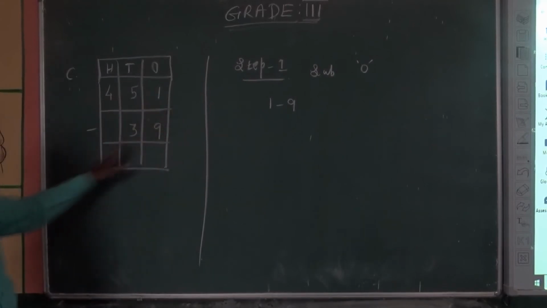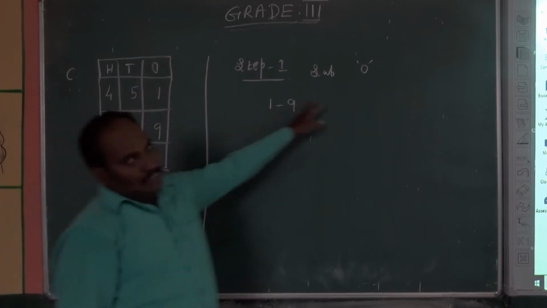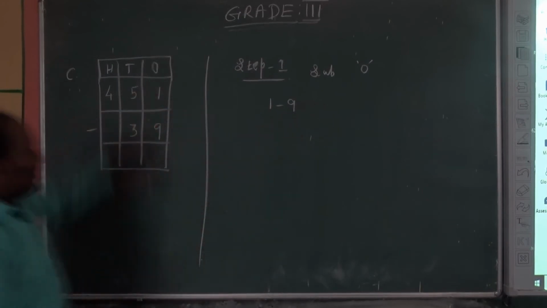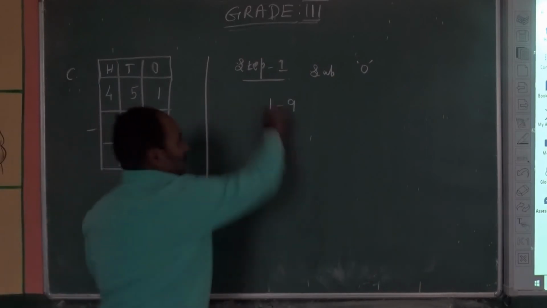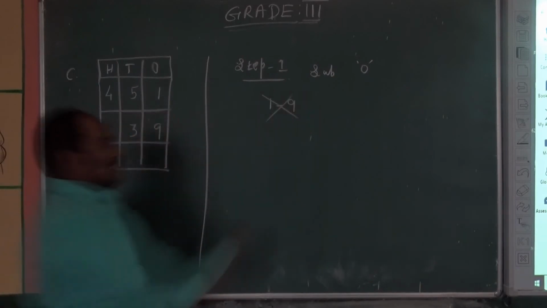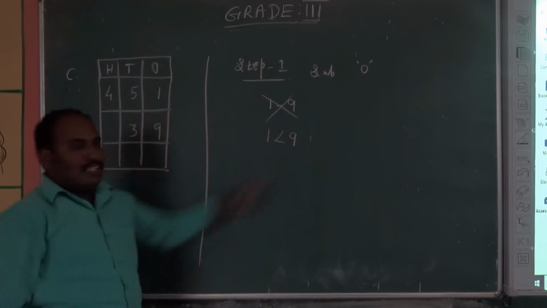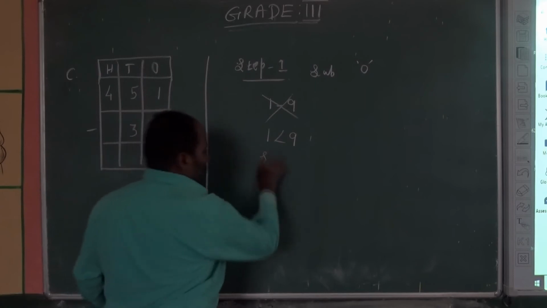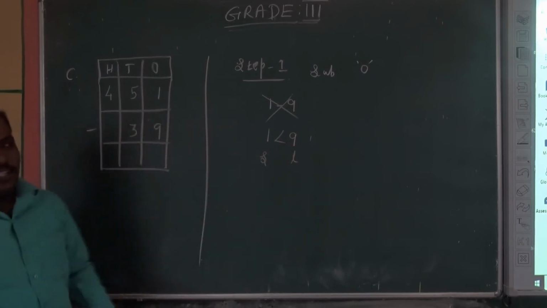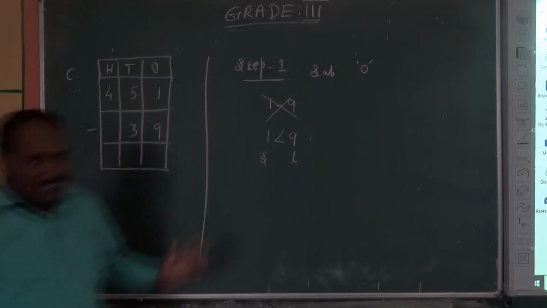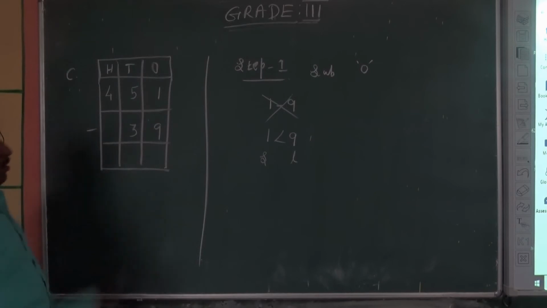451 minus 39. First we see the ones place. Here ones place is 1 minus 9. 1 minus 9 is not possible because 1 is less than 9. 1 is the smaller number, 9 is the larger number. Our rule is larger number minus smaller number. So 1 minus 9 is not possible.